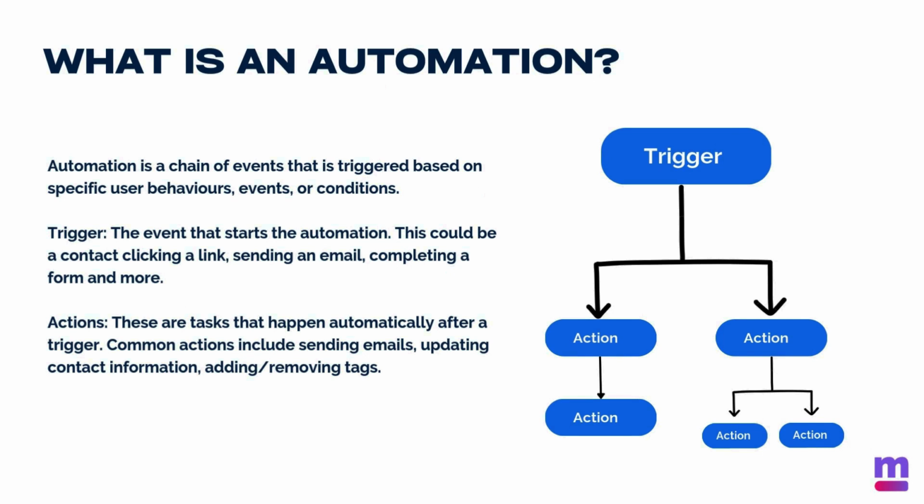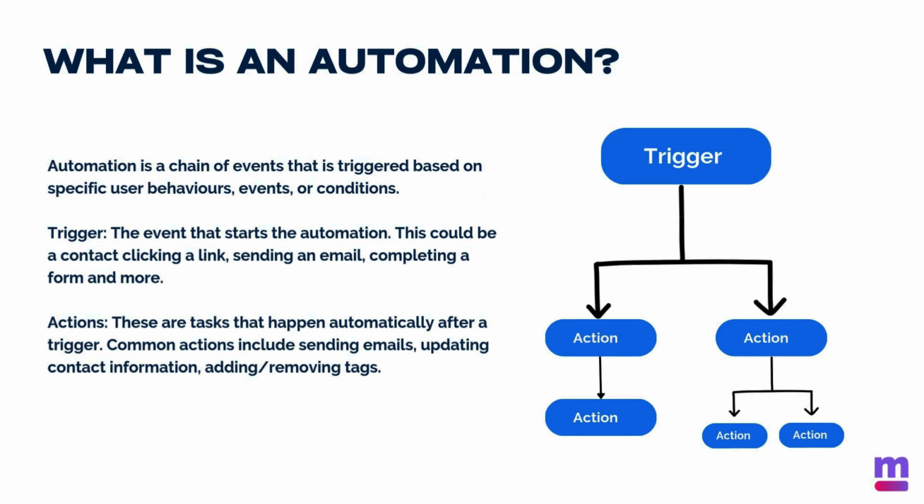So it starts off with a trigger, which is the event that starts the automation. This could be a contact subscribing to a list, completing a form, clicking a link, visiting a page, or meeting certain conditions. Next, you have actions. So after the trigger, it will cause actions. It might be one action or it might be multiple actions that take place. These are tasks that happen automatically after the trigger. Common actions include sending emails, updating contact information, notifying a sales member, or moving the contact between different sales pipelines.